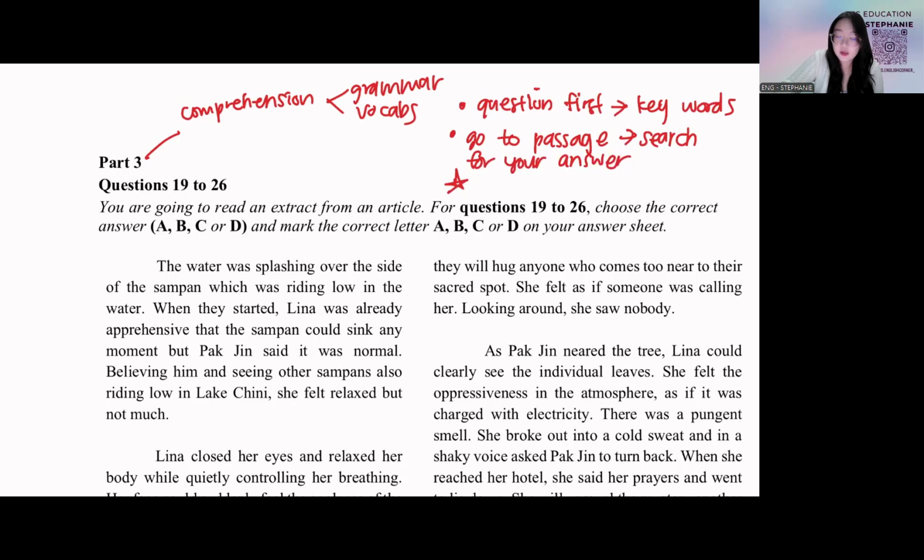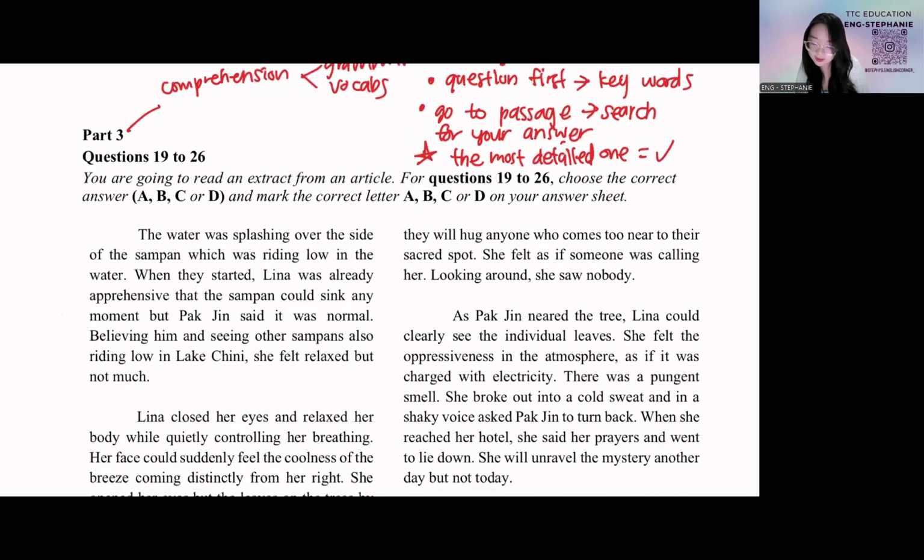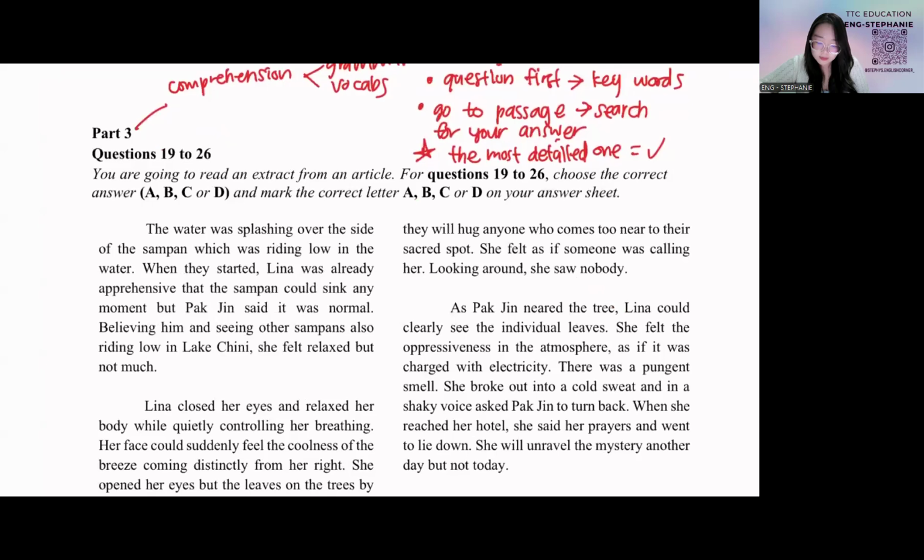The key point is that sometimes the options provided are quite close to each other. You always choose the most detailed one. Okay, so this is how it goes. Should I bring you through? Let's bring you through.